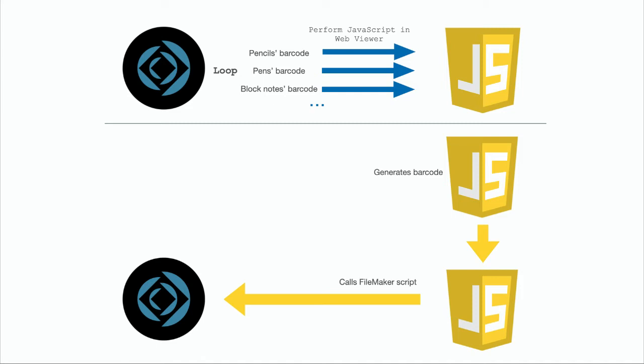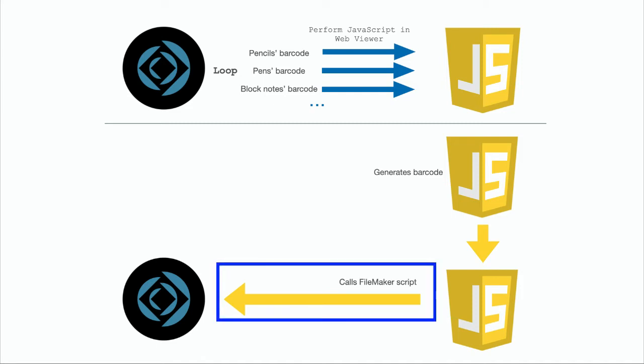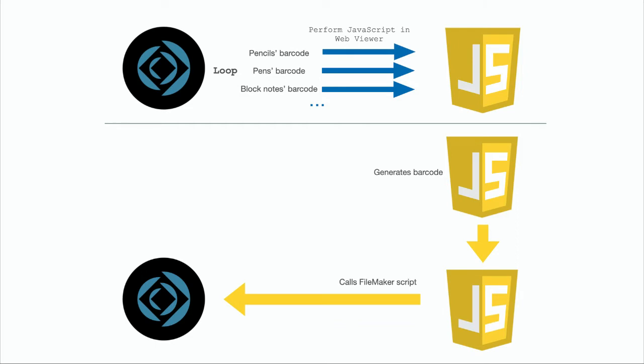FileMaker executes the steps, and during the loop, it asks for the pencils barcode, the pens barcode, and so on, until it reaches the last record and exits the loop. When the FileMaker script is terminated, the call stack will start to run the JavaScript calls of the FileMaker script. But all the generated barcodes will be lost, because FileMaker terminated on the last record of the found set, and all the call stack scripts will insist on the last record, constantly overwriting the barcode on the last record.